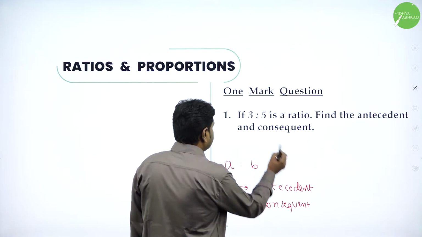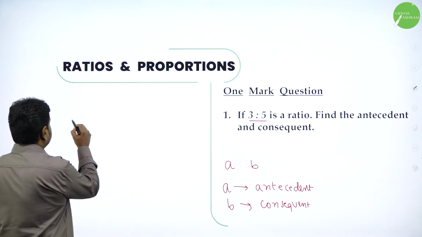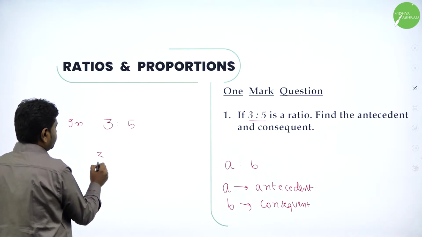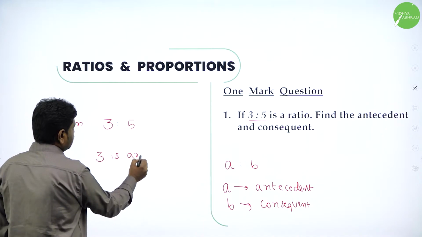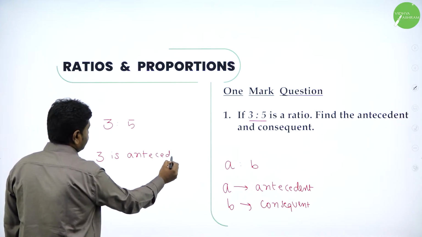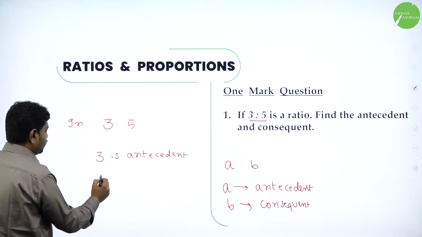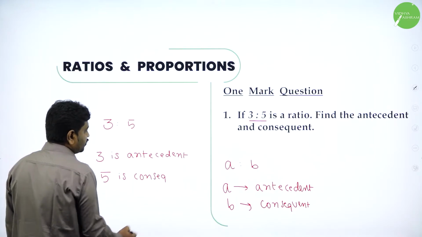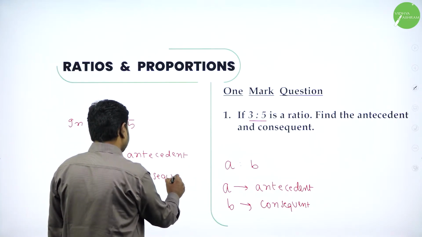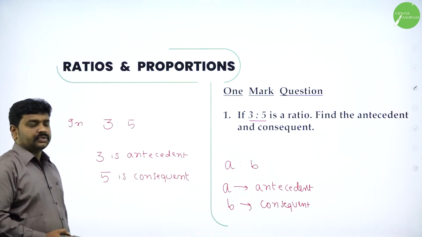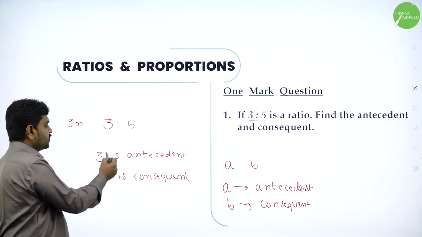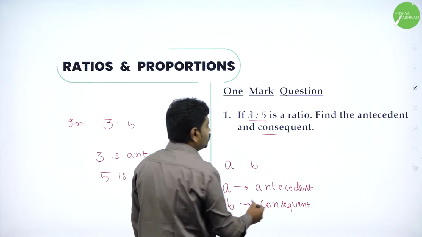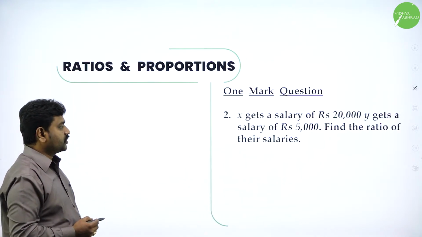So therefore, in the ratio 3:5, this is the given problem. The first term 3 is antecedent, and the second term 5 is consequent. So in the ratio 3:5, the first term 3 is antecedent, second term 5 is consequent. They want you to find antecedent and consequent, which you got. Next, we'll go to the next question.